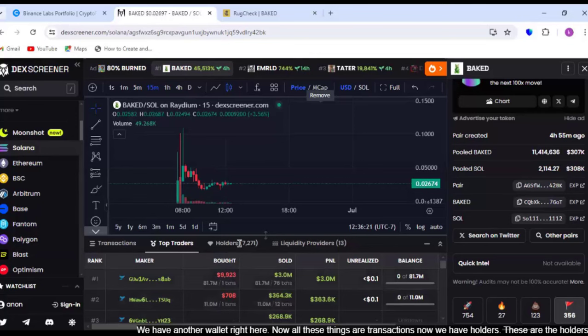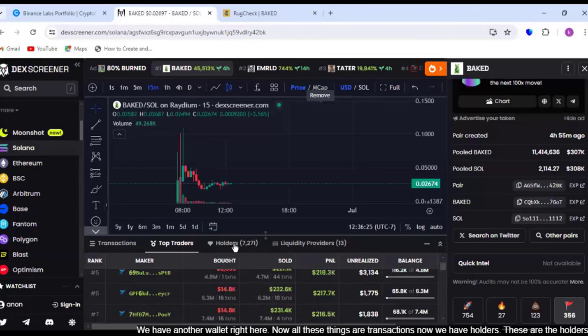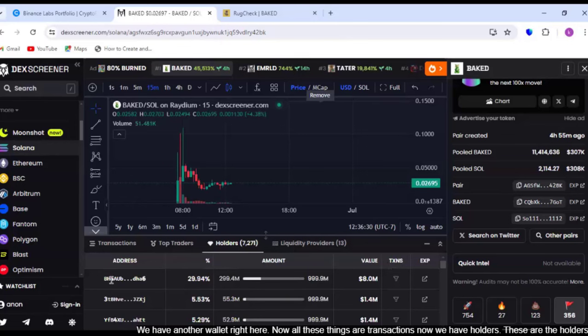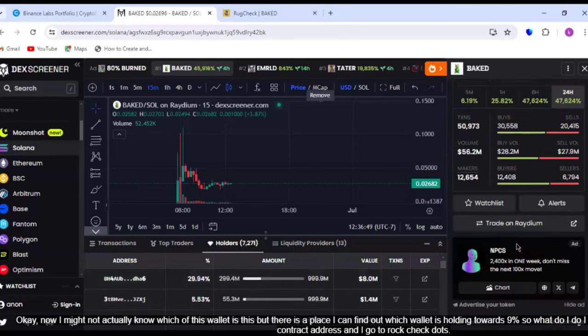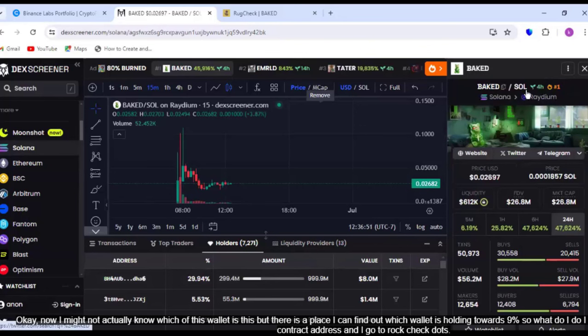Now we have holders. These are the holders. Now we have a holder holding 29%. This is a red flag for me. But this is memecoin actually. This is digital trading. But this is a red flag. Okay, now I might not actually know which of these wallets it is, but there is a place I can find out which wallet is holding 29%.